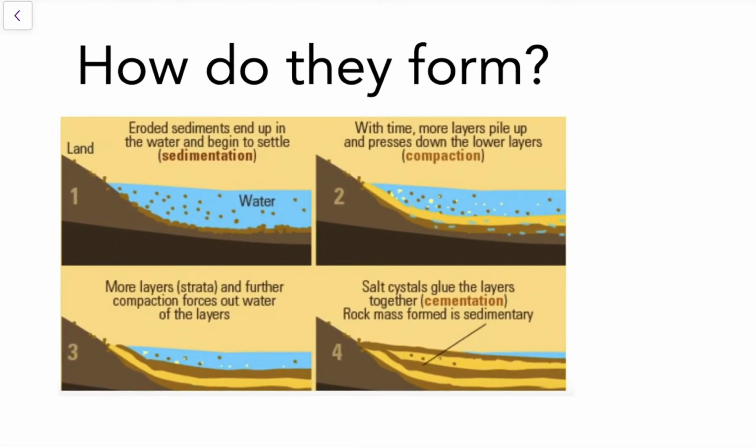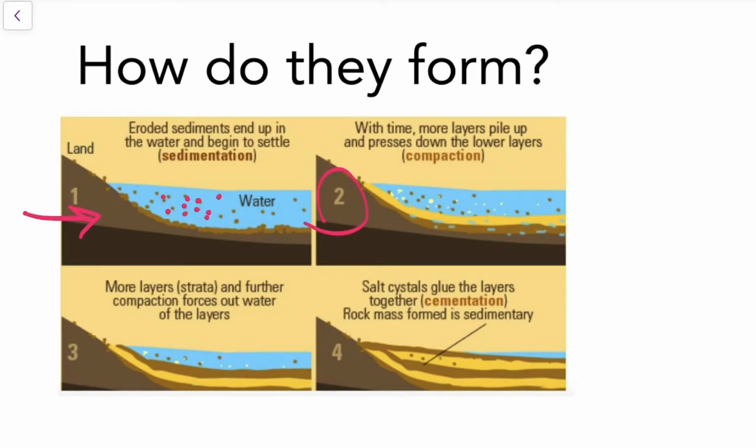How do they form? Sedimentary rocks usually form in some kind of water, ocean, or marine environment. As you can see in the picture here, let's look at step 1. It says, eroded sediments end up in the water and begin to settle. So if you think of sand, try to think of sand near the ocean. Here there are tiny pieces of sand floating in the water, and they begin to settle or move to the bottom of the water, where they build up into layers of sand.